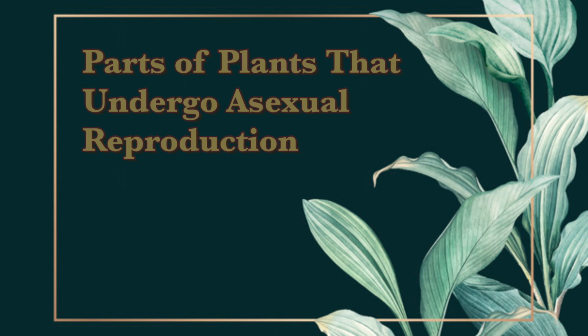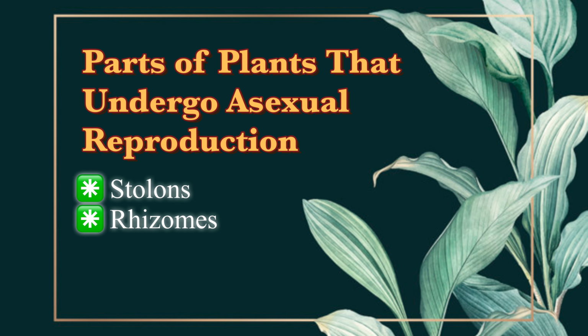Traditionally, these plants survive well under stable environmental conditions when compared with plants that are produced from sexual reproduction because they carry genes identical to those of their parents. There are two parts of plants that can be used for asexual reproduction, which are stolons and rhizomes.